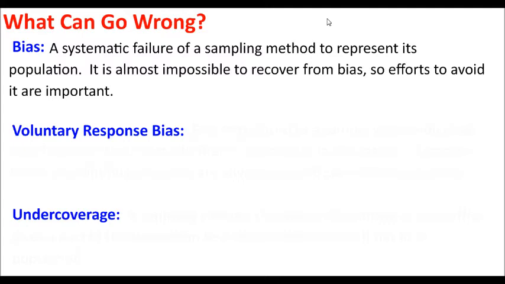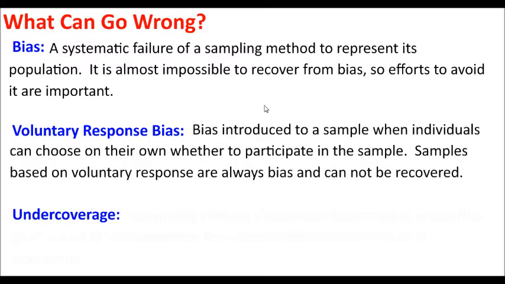Some of the forms of bias is voluntary response bias. You got to be careful here because a lot of these sound very similar. Voluntary response bias is what happens when people choose for themselves whether or not they participate in the sample. So for example, when you go through the line at Panera, sometimes you will get at the bottom of your receipt, here, go to this website, take a survey, and enter to win a gift certificate.